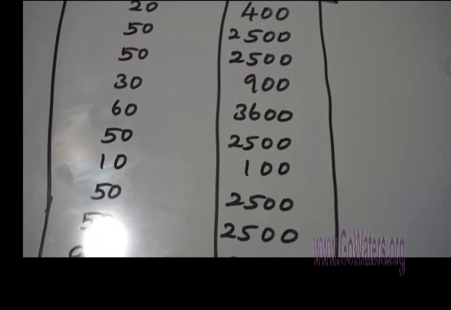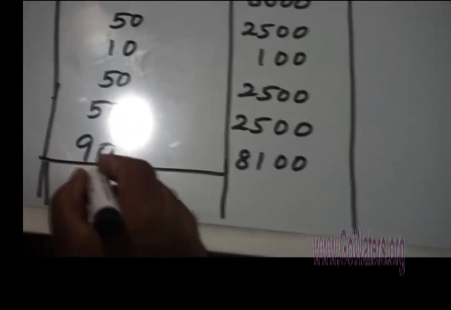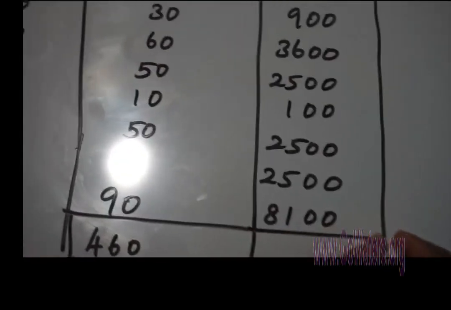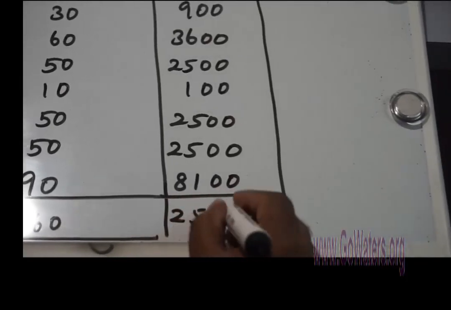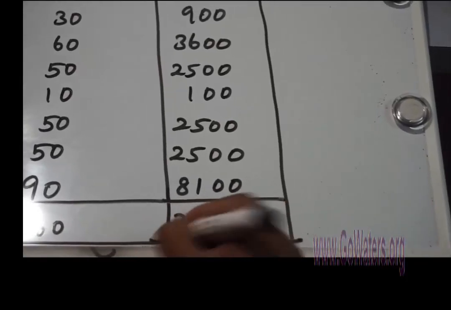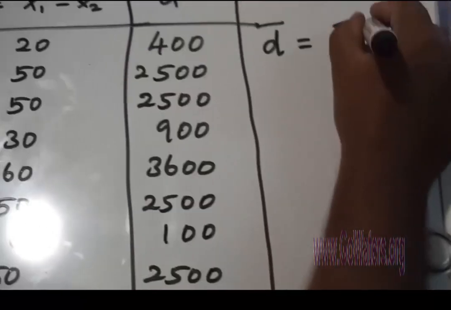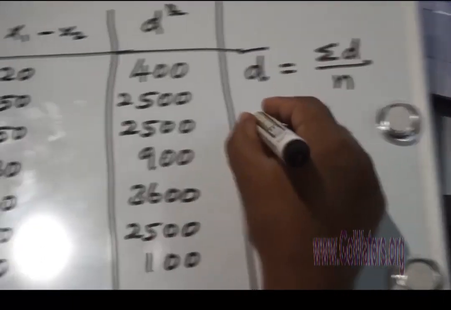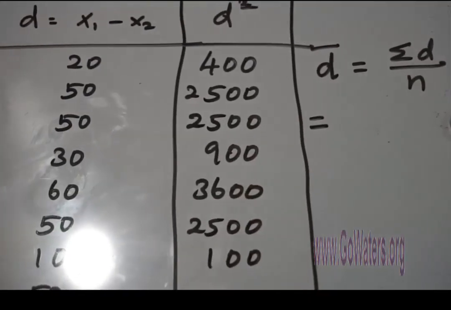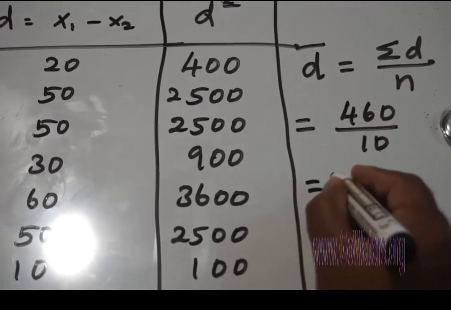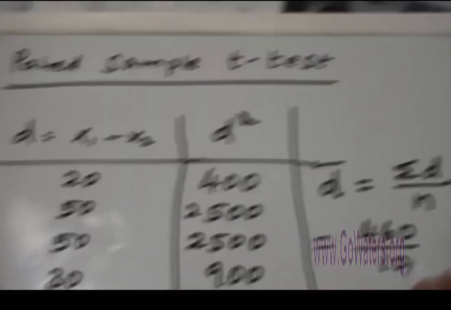Now I'm going to calculate the sum. The total of the D column is 460, and the total of the D squared column is 25,600. Now I need to calculate the mean of these differences, that is D bar, which is equal to sum D over the number of pairs. Summation D is 460 divided by n, 10 pairs, so that is equal to 46.